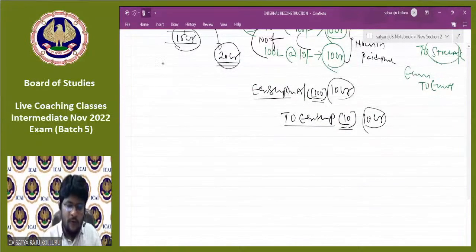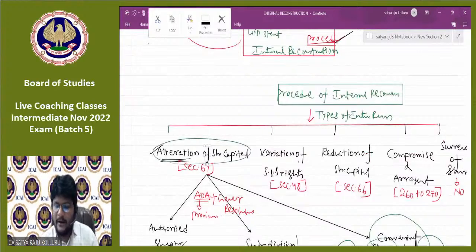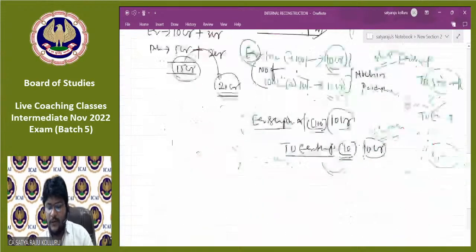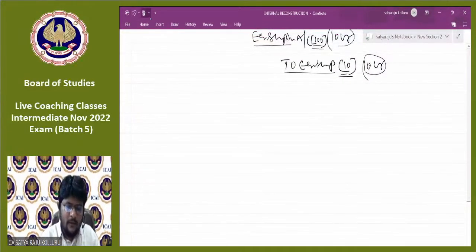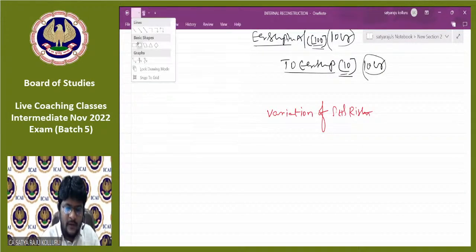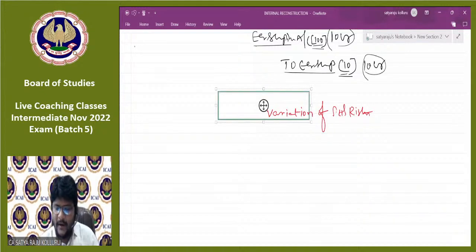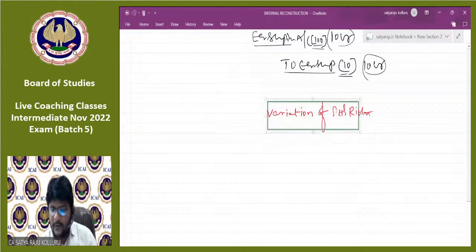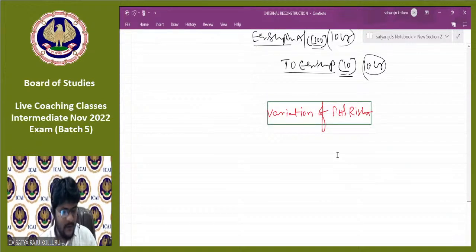Next, coming to variation of shareholders' rights. So the next issue under the internal reconstruction process is variation of shareholders' rights. Sir, variation of shareholders' right means? In any company, shareholders have two different types of rights, right? May I know what are such two different types of rights? All of you, please put your answers in the query box.